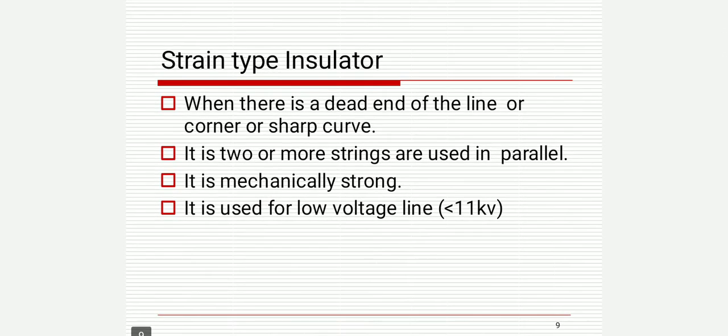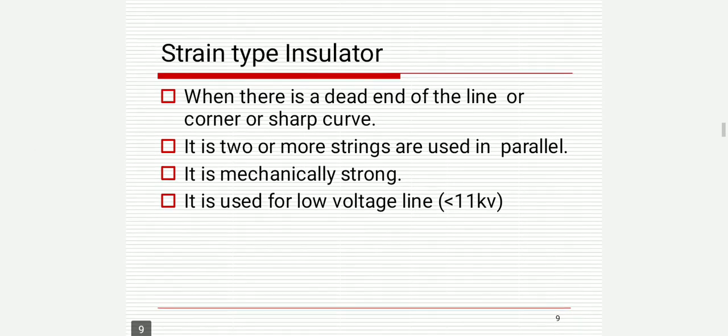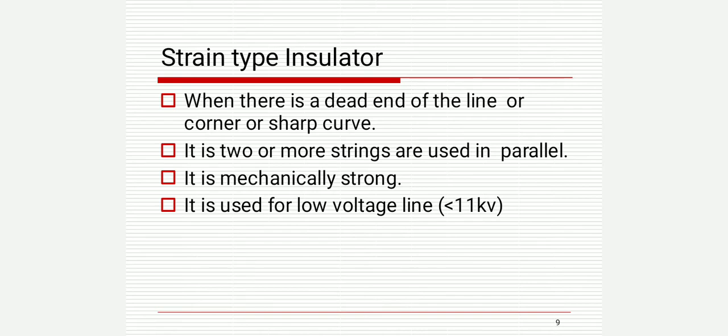Coming to the next type of insulator, that is the strain type insulator. These are the insulators which are placed at the dead end or the sharp curves of a particular line, that is, the dead end of the line or the sharp curves present at the end of the line. In this case, 2 or more strings are connected in parallel. It is mainly designed for low voltage, that is 11 kV.